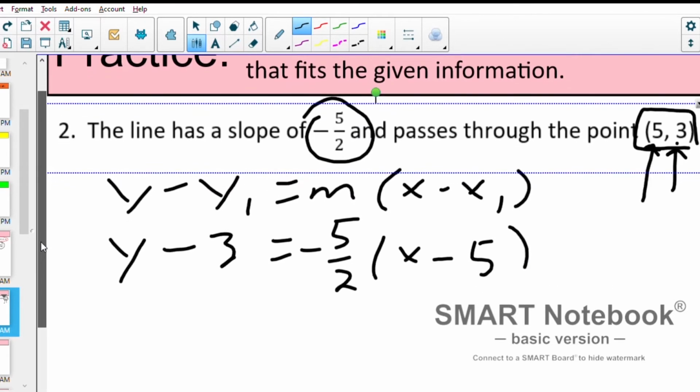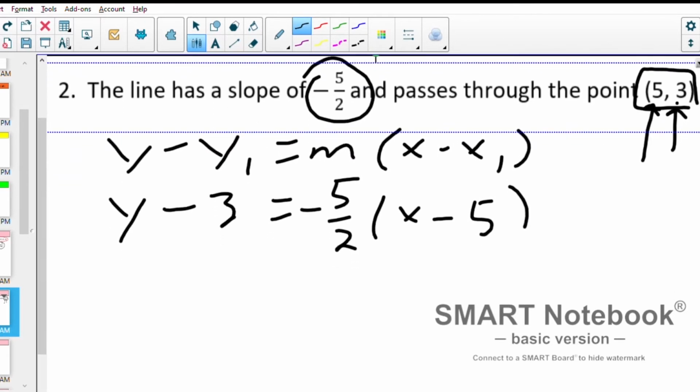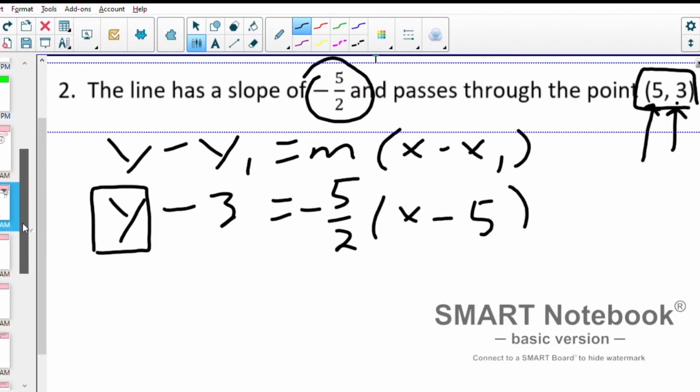And if you're okay leaving it in point-slope form, you can leave it this way. If you want it in slope-intercept form, you'll need to solve for this y value right here. I do not care which one it is on this one, so I'm going to just go ahead and leave it here in point-slope form.